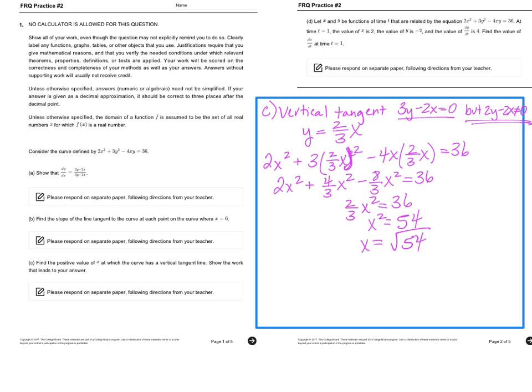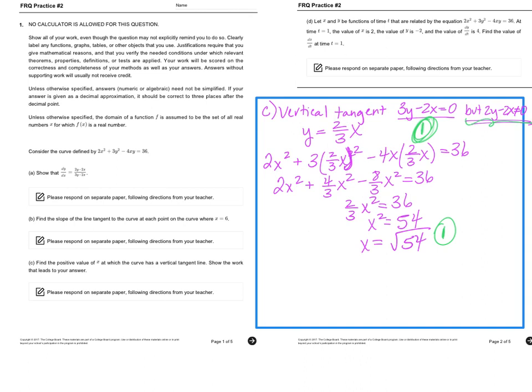And point count wise, if you set 3y minus 2x equal to 0, that was worth 1 point. Again, if you don't write this, sometimes they may not give you credit, so that's why I want you to do that. And then you got 1 point for getting down to this correct answer of square root 54.